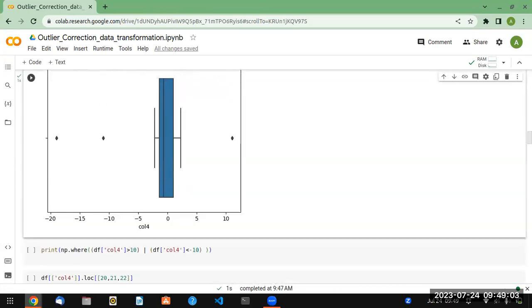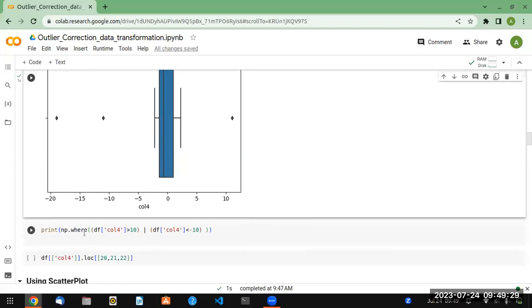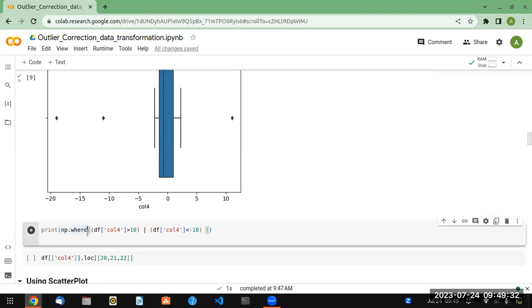Here, if I want to find the index of these points, how do I find it? Suppose you plot one column's data and found that these 3 points are outliers. Forget that we created this data. How do you identify these points in your data set? This is the code where you get the index numbers: NumPy where, data frame column 4 is greater than 10. Why did I mention greater than 10? Because this point is greater than 10.